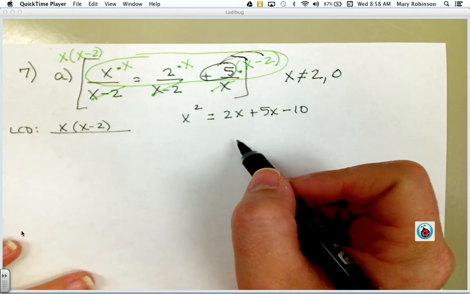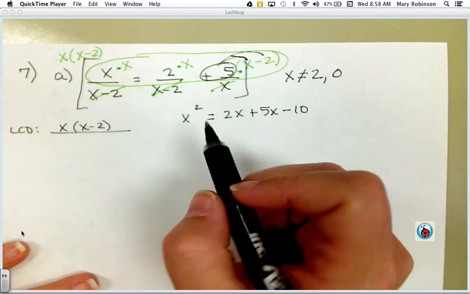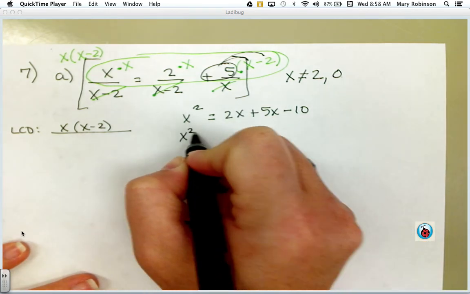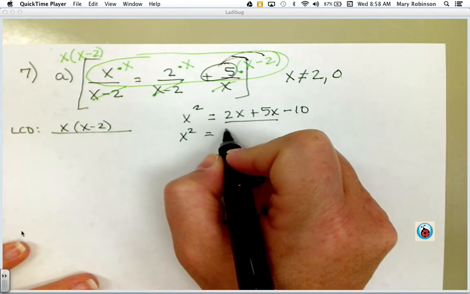Well, what we have left here is a quadratic equation. I know it's quadratic because our highest degree is 2. I'm going to go ahead and simplify our linear terms here on the right.